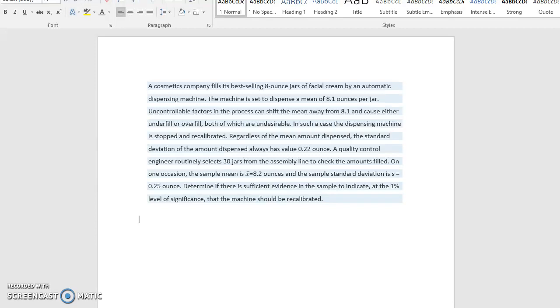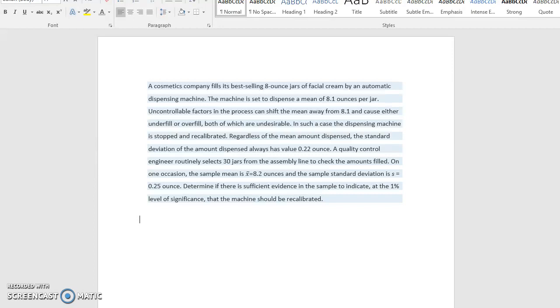Okay, so let's look at our second example of a hypothesis test. In this one, a cosmetic company fills its best-selling 8-ounce jars of facial cream by an automatic dispensing machine. The machine is set to dispense a mean of 8.1 ounces per jar. Uncontrollable factors in the process can shift the mean away from 8.1 and cause either underfill or overfill, both of which are undesirable. In such a case, the dispensing machine is stopped and recalibrated.